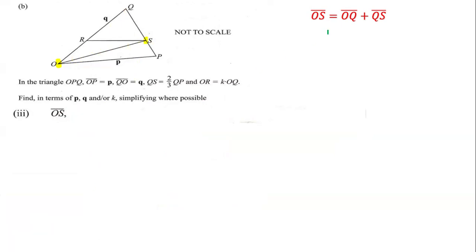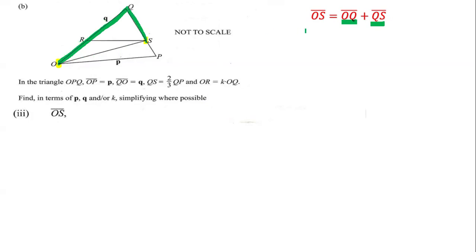Now, in this case, what are they telling us? OS is going to be equal to OQ, and then QS. So we go from O to Q, and then we go from Q to S. And that makes sense because you can see it: O to Q, then Q to S.